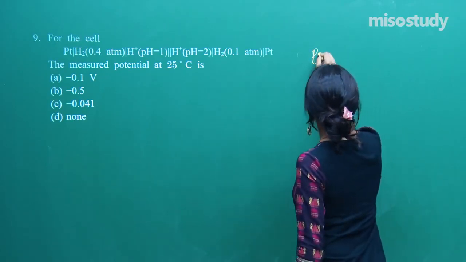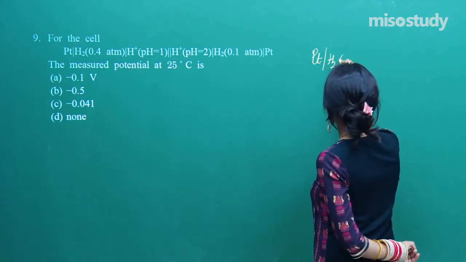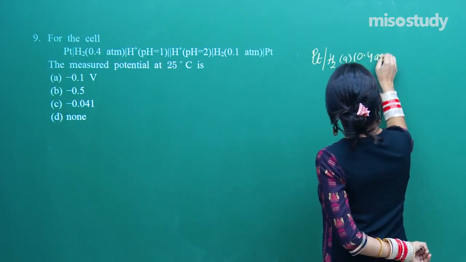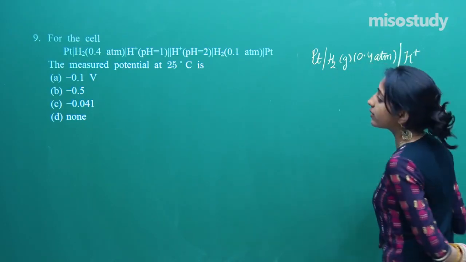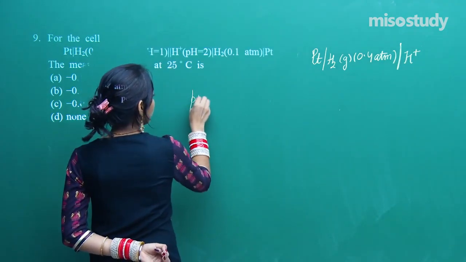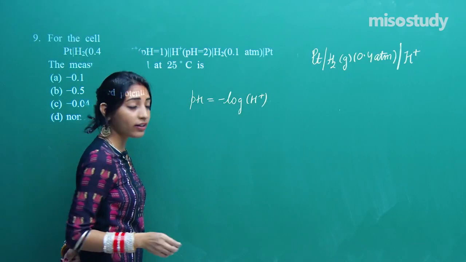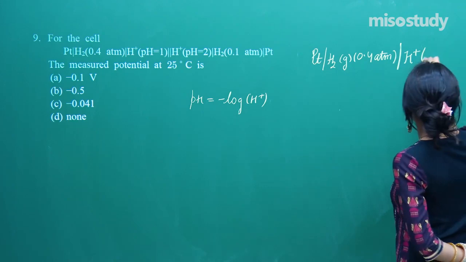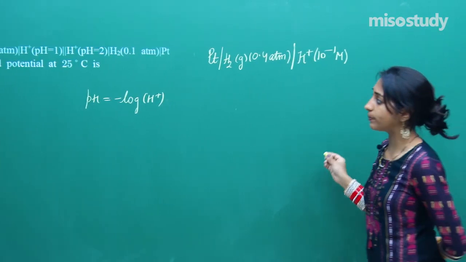So you have a platinum wire, then you have hydrogen gas which is given at a pressure of 0.4 atm. Then you have H plus aqueous which is given to have a pH 1. So you know, right, what is pH? pH is minus log of H plus, right? So if pH is equal to 1, the concentration of H plus is 10 raised to the power minus 1. I am just writing the concentrations, I am not writing the pH.